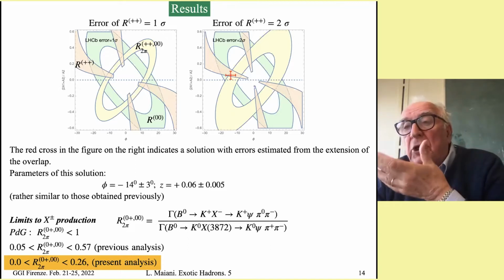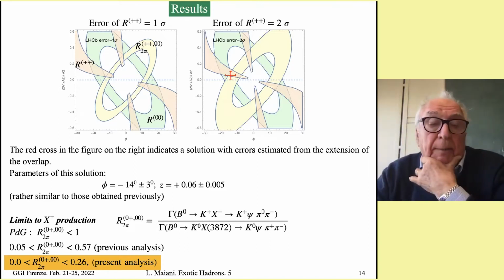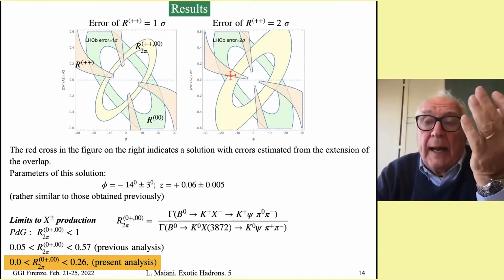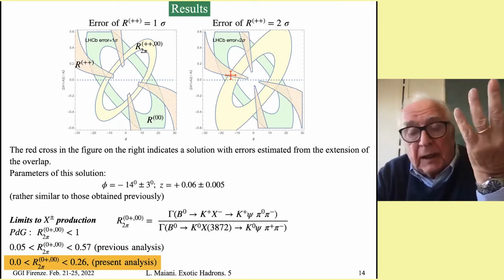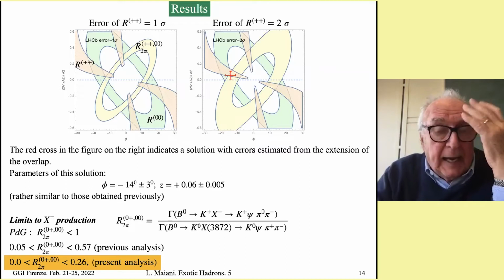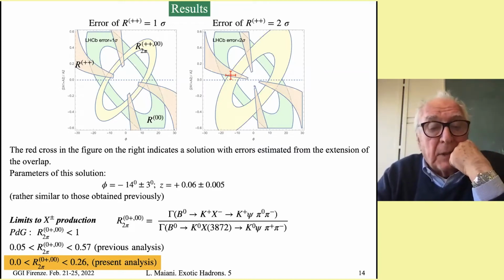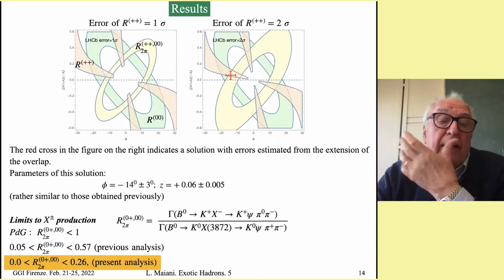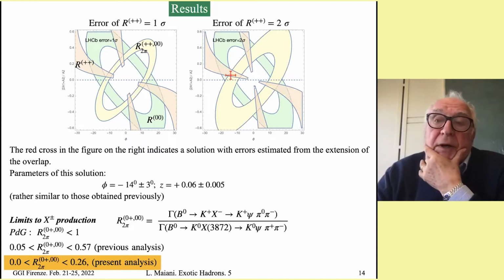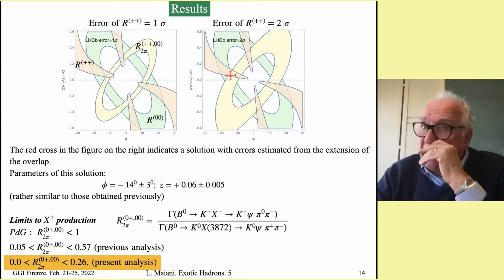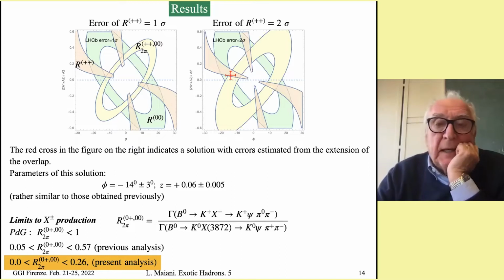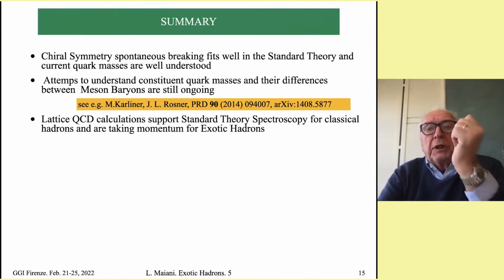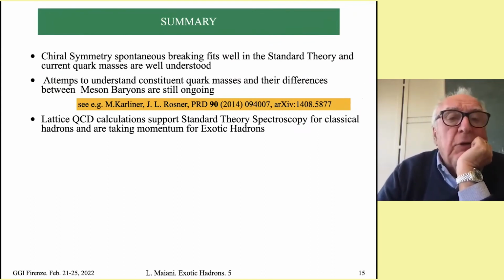Now, what is the present limit? The present limit is essentially less than one. But one would correspond to an almost isospin equal one X3872, which is not really a reasonable assumption. And this is a much more precise assumption, and it gives you a value which is about four times less than the present limit. So I think we can go to the conclusion of this lecture.